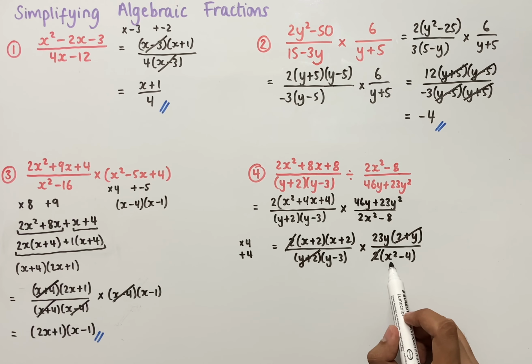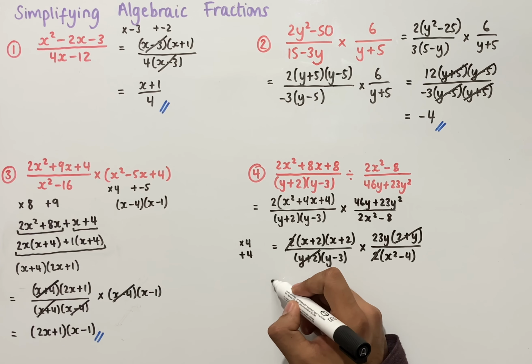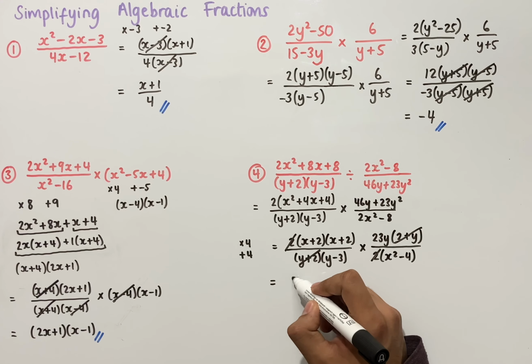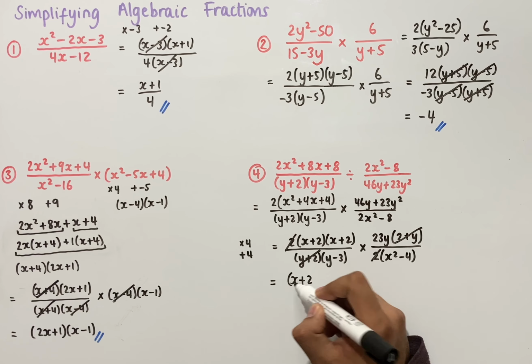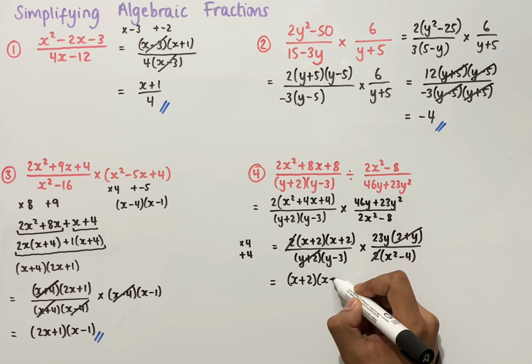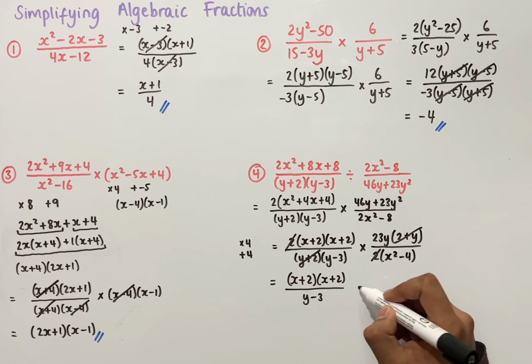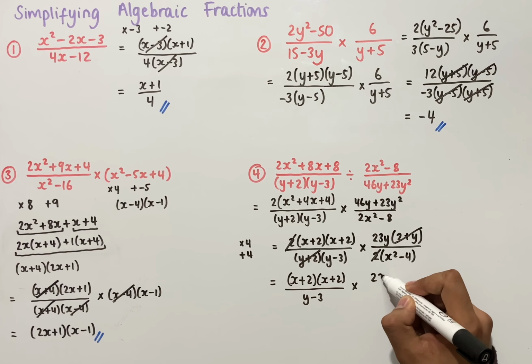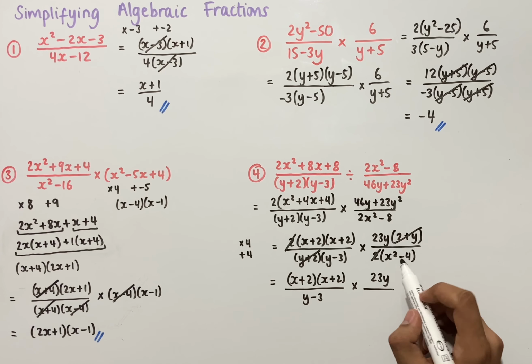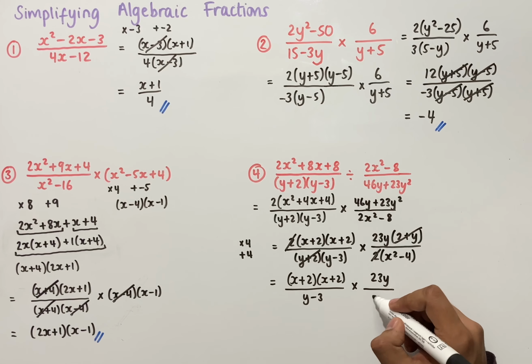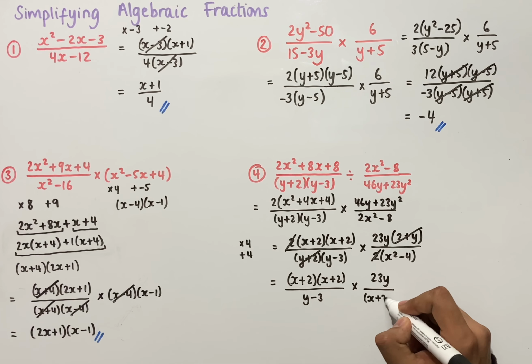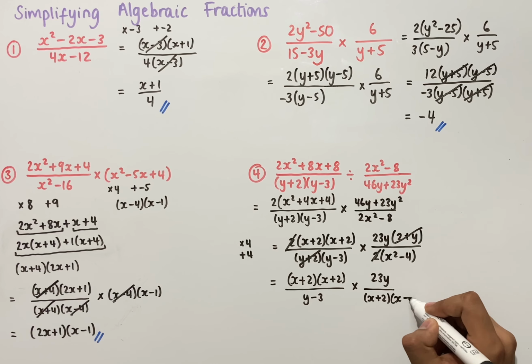And then finally, we can now simplify further the denominator in the second fraction, which is x squared minus 4. This is the difference of two squares, and so this can be written in the following way. So our first fraction is x plus 2 multiplied by x plus 2 all over y minus 3. Our second fraction is 23y, and the denominator is the difference of two squares, which can be written as x plus 2 in brackets and x minus 2 in brackets.